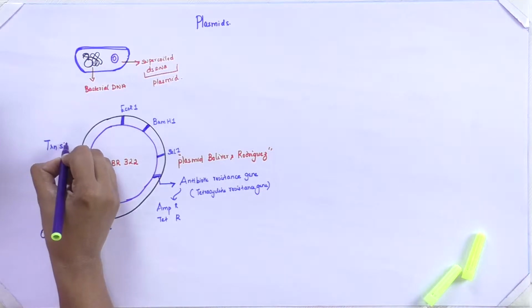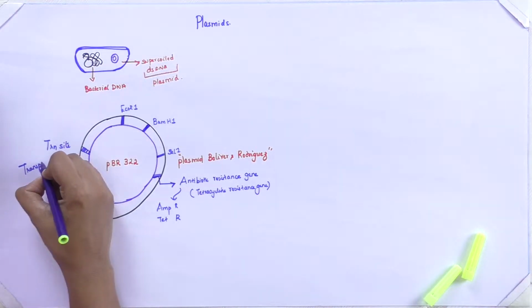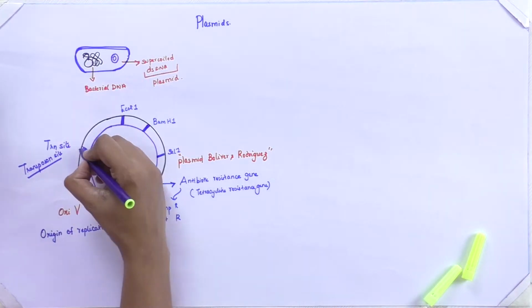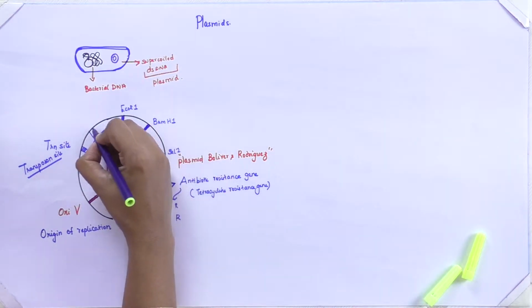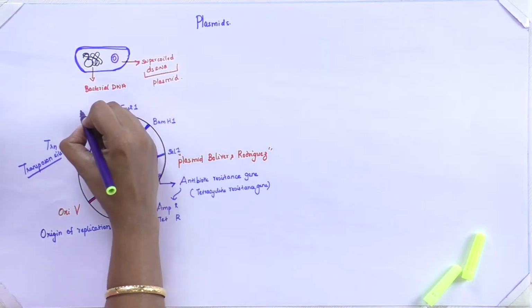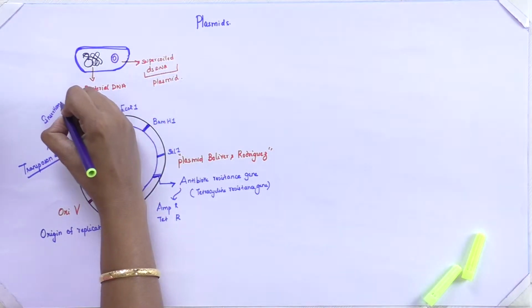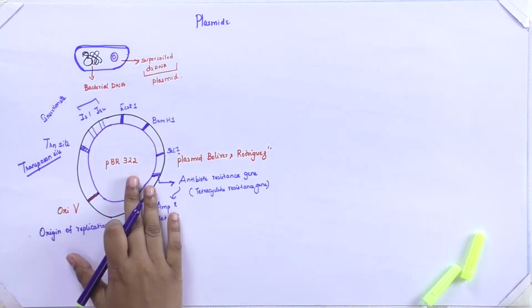TRN site, which is the transposon site. Then you also have the insertion site, IS1, IS2. This all denotes the insertion site. So this is a typical structure of a pBR322.